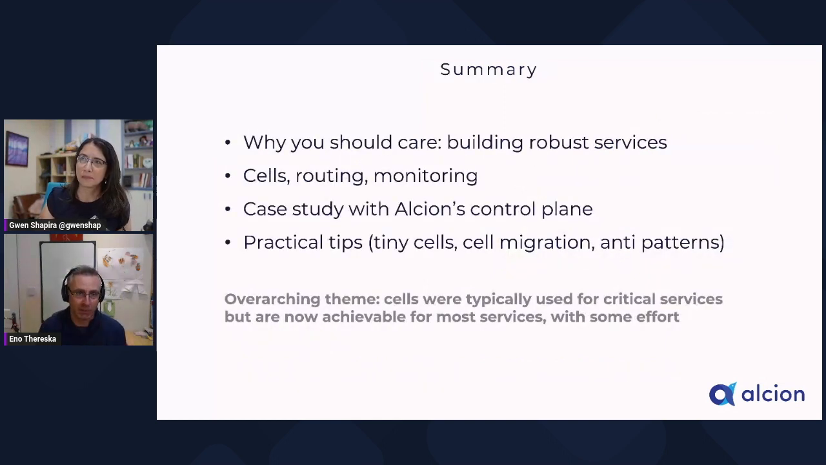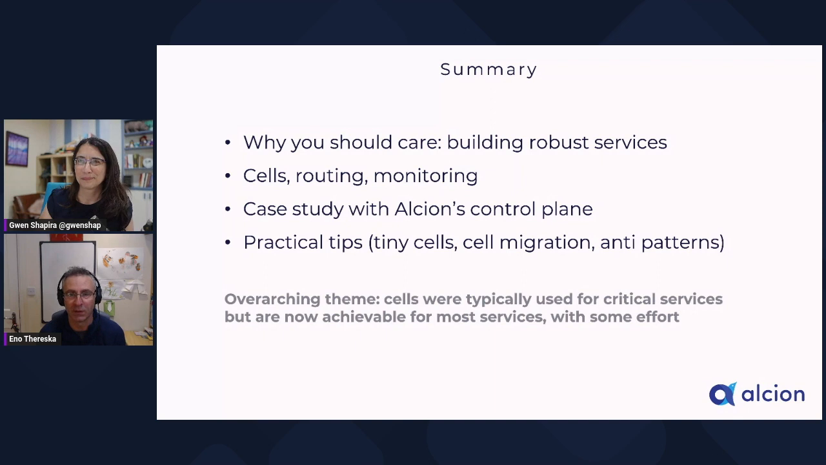In summary, hopefully I convinced you that cells are needed to build even more robust services than we've had before, with the decoupling of the control plane, the data plane, and the availability zones. Those are great building blocks. We just added the third one to our shelf. We talked a little bit about what cells are, routing, and how you need to monitor them. We had a little bit of a glimpse into some of the details, what it really means using a control plane, and some practical tips.